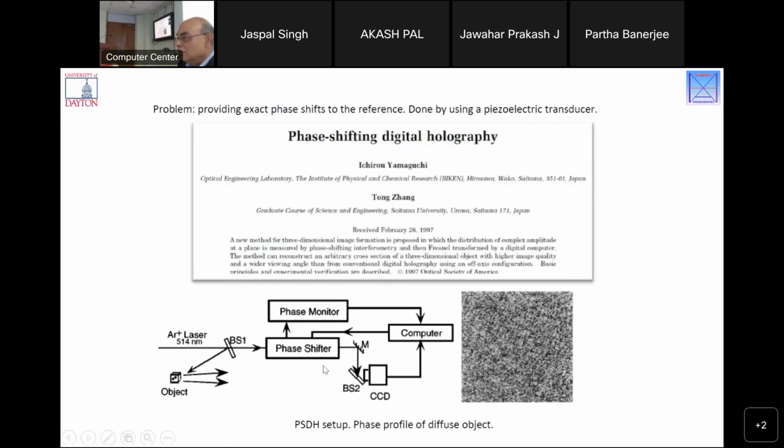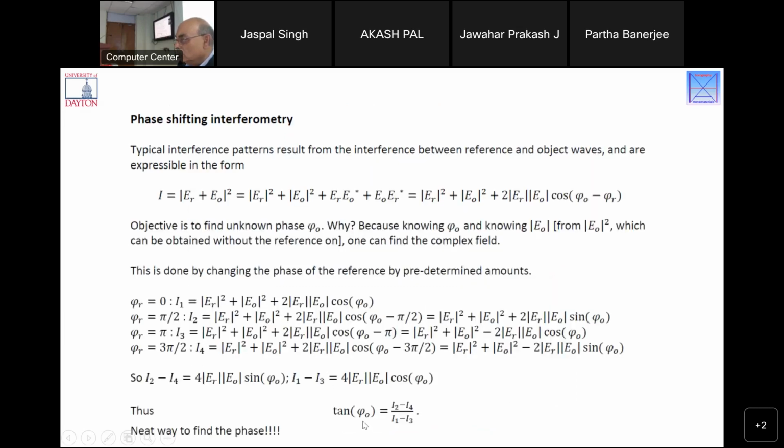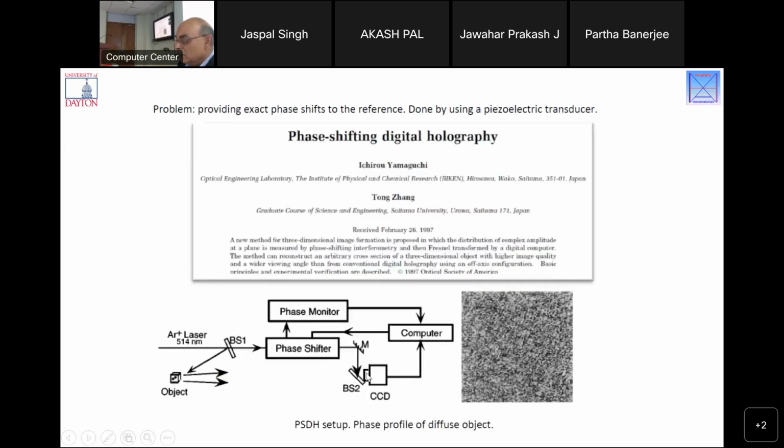Then you get the EO, or the magnitude of EO. So the magnitude of EO and the phi O that you will calculate from here is going to give you the complex field of the object as recorded on the CCD plane. So then what do you do? If you want to find the phase and amplitude of the original object, you take that complex field and you backpropagate using one of the laws of Fresnel transform or transfer function and so on.